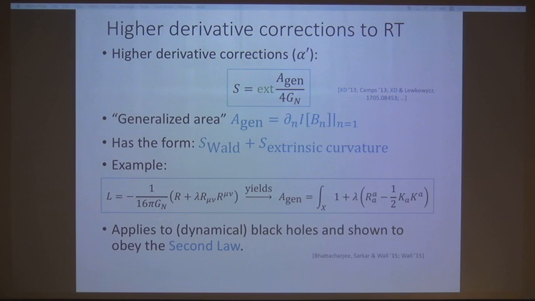All of this applies also to dynamical black holes with dynamical horizons. So it's a generalization of the Wald entropy in the dynamical case. And it's been shown that this is precisely the right prescription to obey the second law. The coefficients here, including both terms, need to be exactly these coefficients in order for the second law to hold.